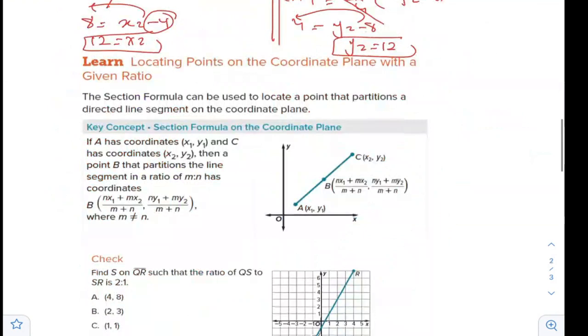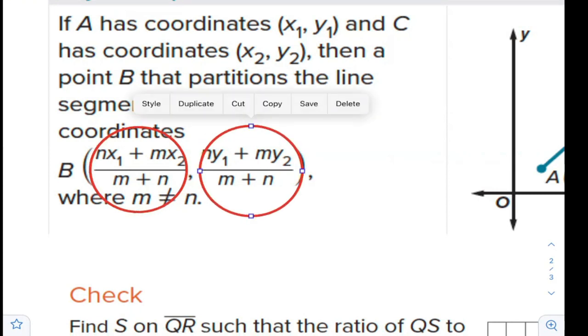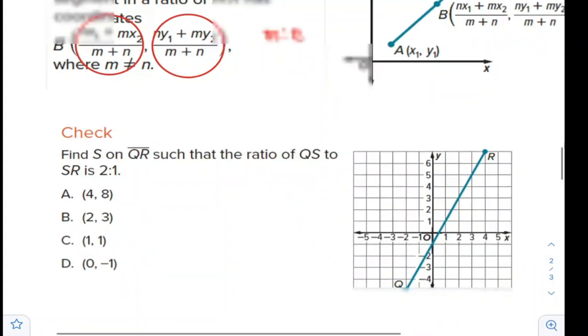Now, let's see here, part 2 of the lesson. As we did in the number line, we will find the location of a point on the coordinate plane with a given ratio. And we were using one part, which is this one, for x. We will repeat the procedure for y as well, using the same ratio in order m to n.